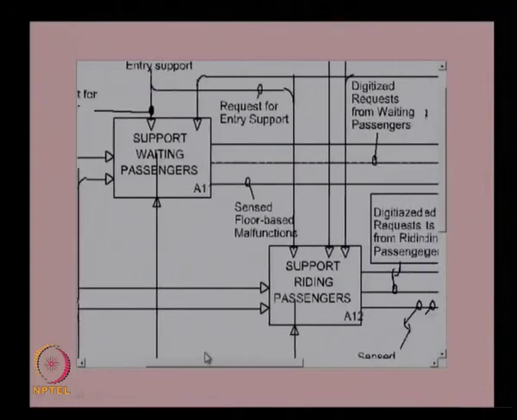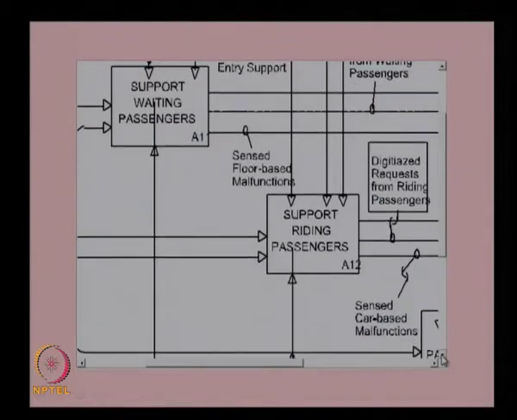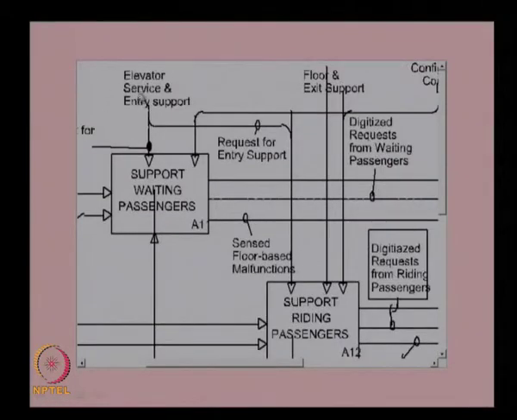So the next one is support riding passengers. The inputs are the elevator service and entry support inputs, and floor and exit support, and digitized requests from waiting passengers. So the waiting passengers will also be going as an input to the elevator. Apart from supporting the riding passengers, it has to take care of the input requests coming from the waiting passengers also.